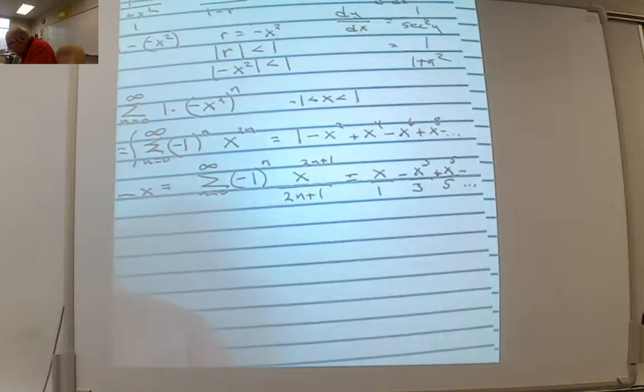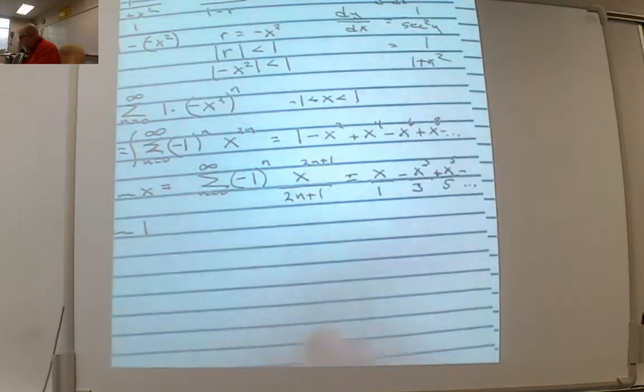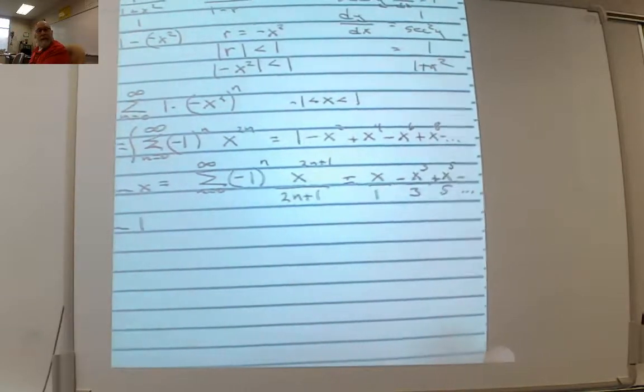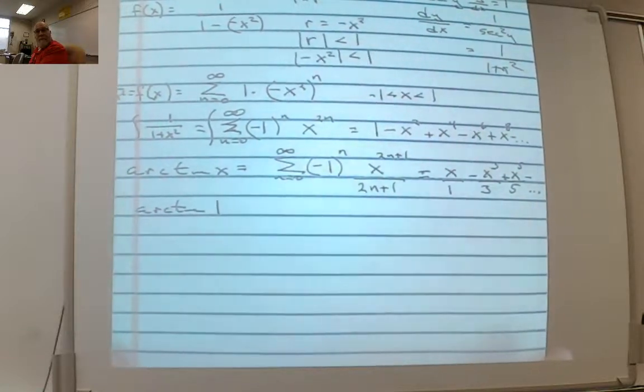Now, I'm going to put a particular number in here, and this is the part that mathematicians thought were pretty cool. They're going to put 1 in here. What? Can you move it over? This way, like that? Yes. Does that work?